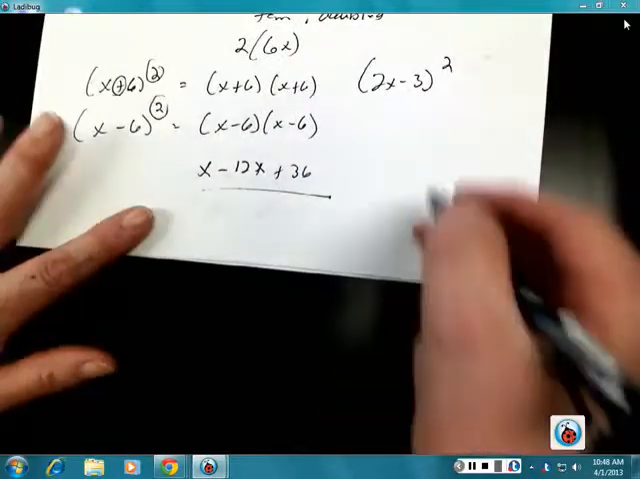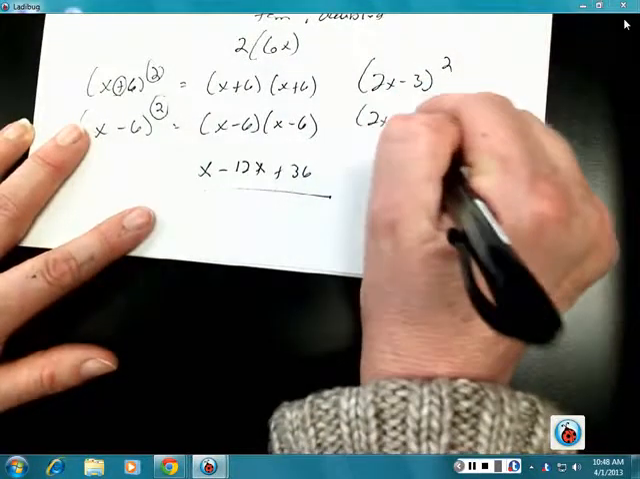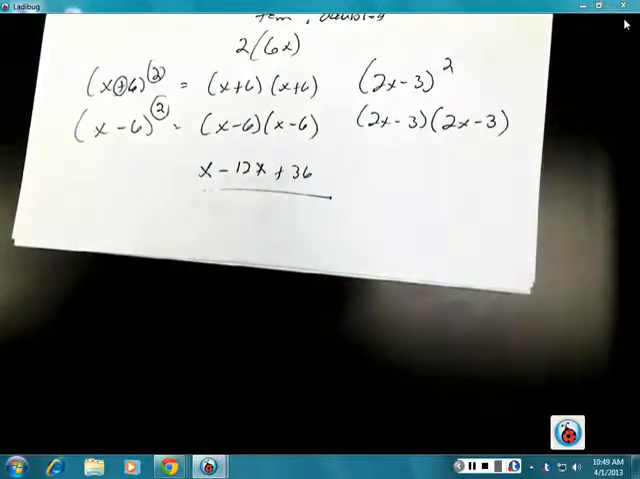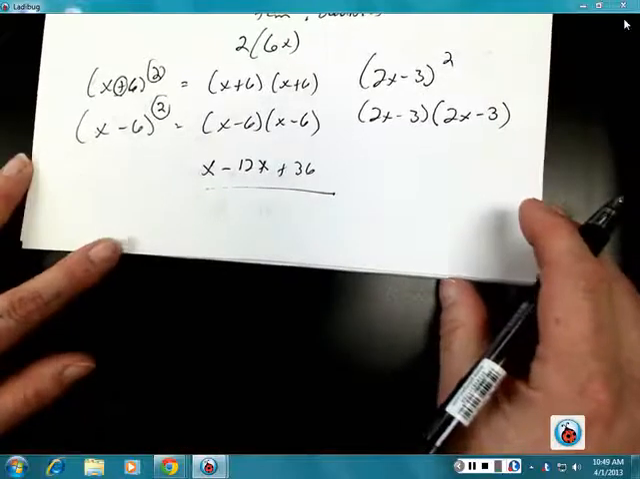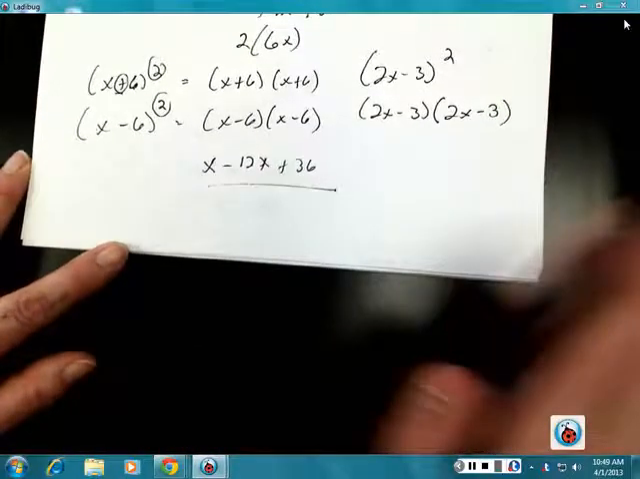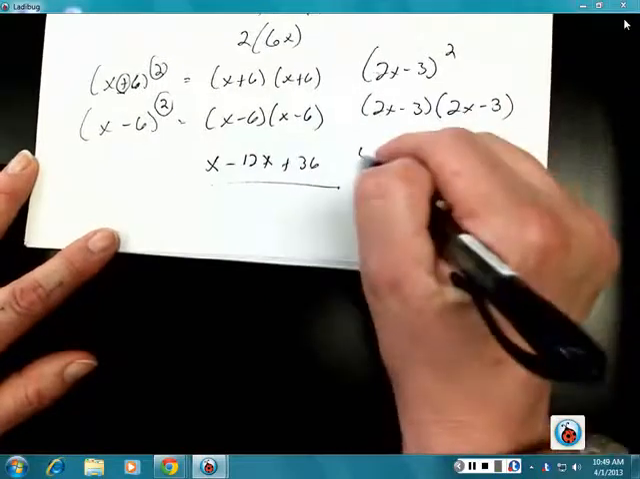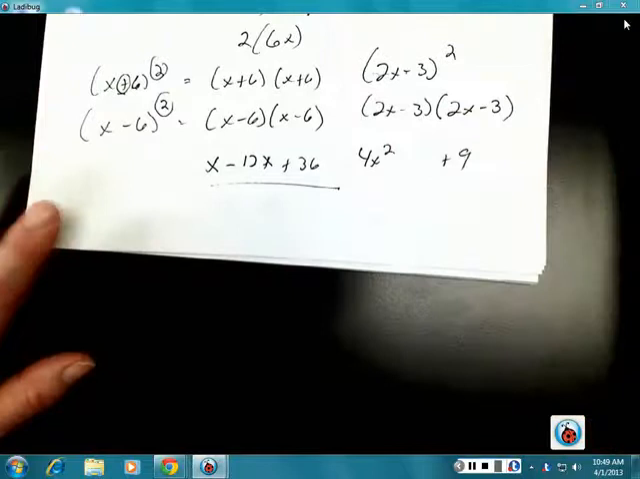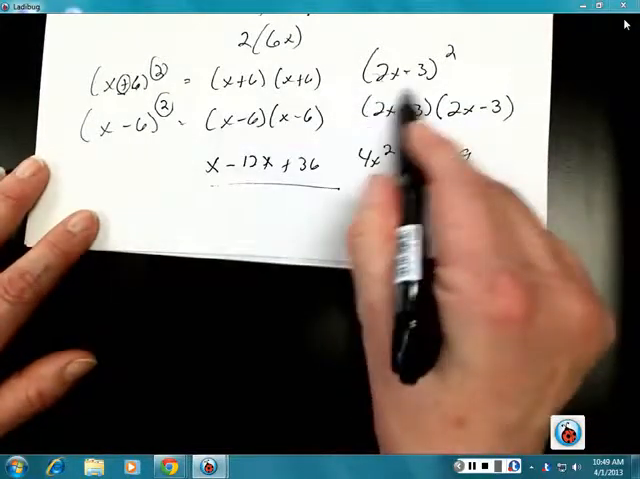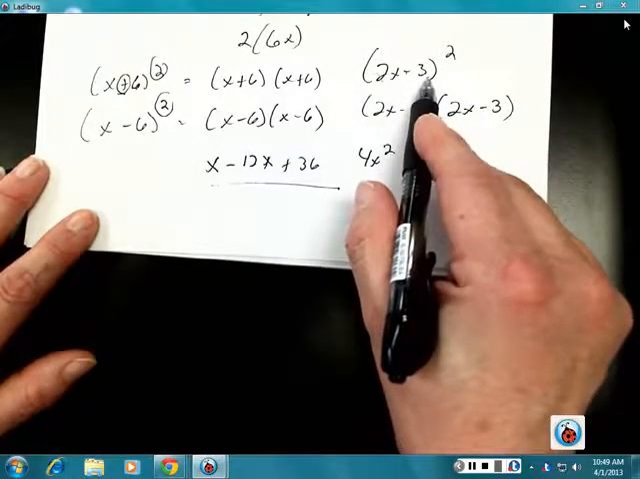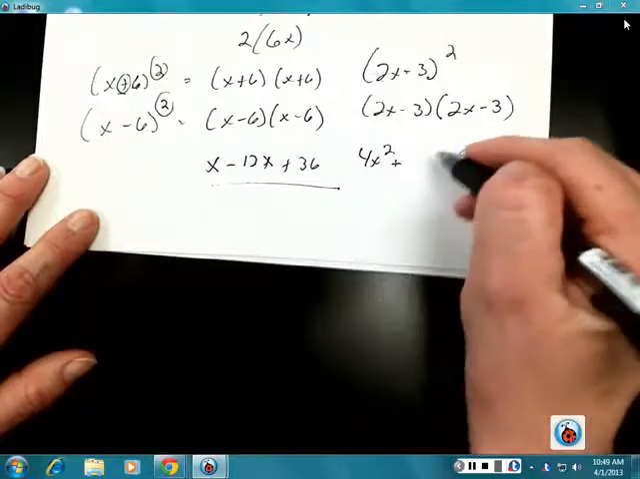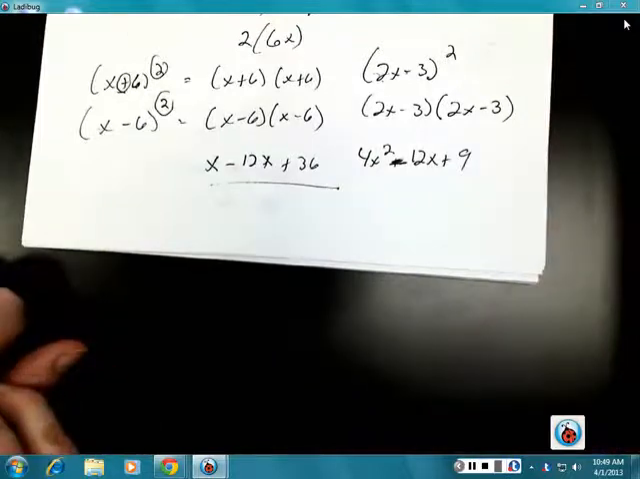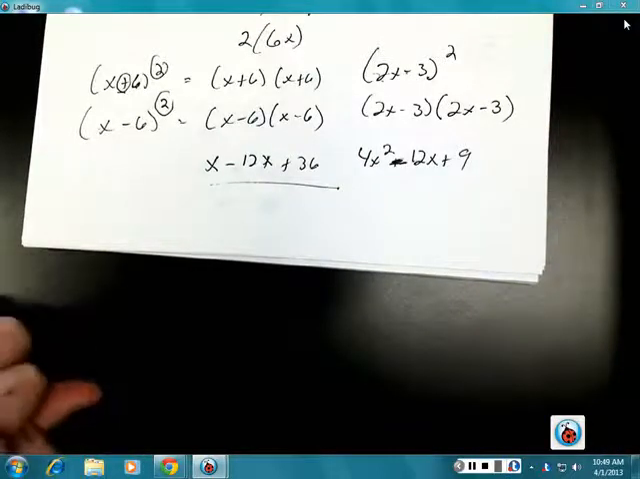One more time. Write it out, right? Okay. What would it equal? Shortcut, square this: 4x squared. Square the 3. Okay. And 2x times negative 3 is negative 6x. What's a negative 6x doubled? Yep. And so your answer comes out to be 4x squared minus 12x plus 9.